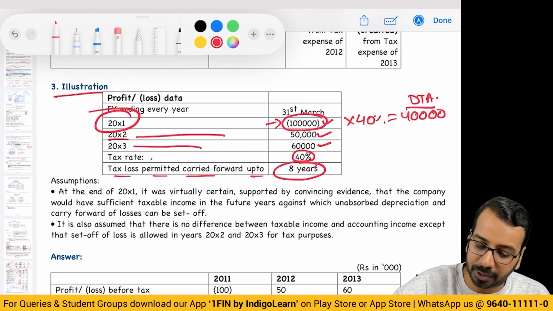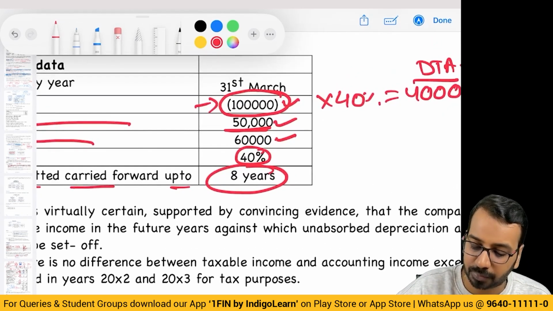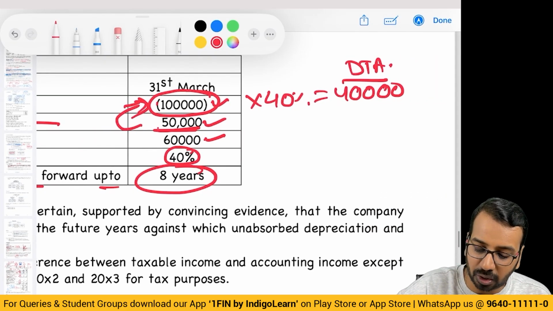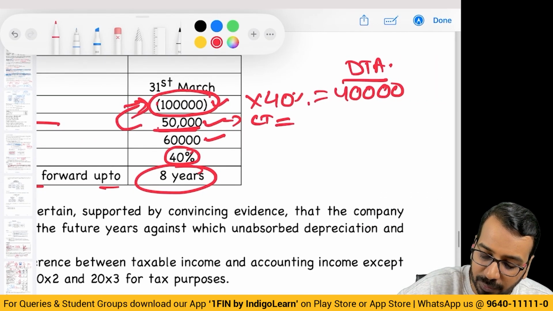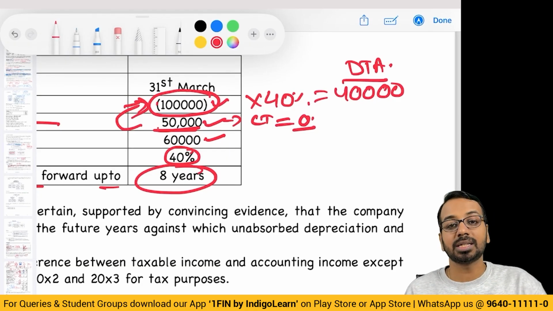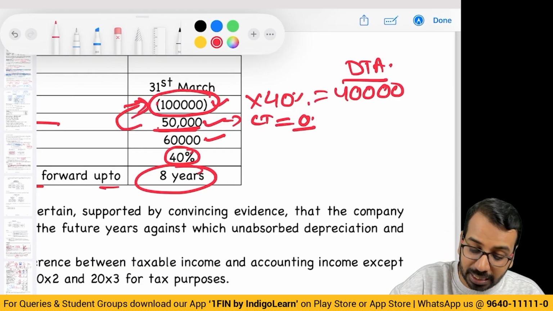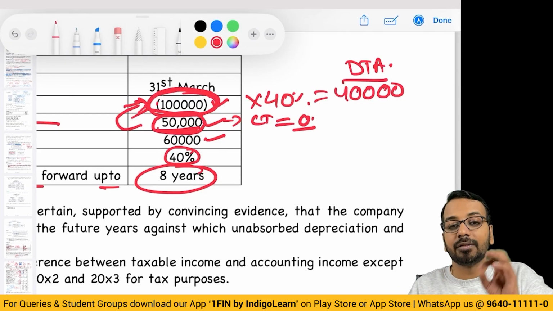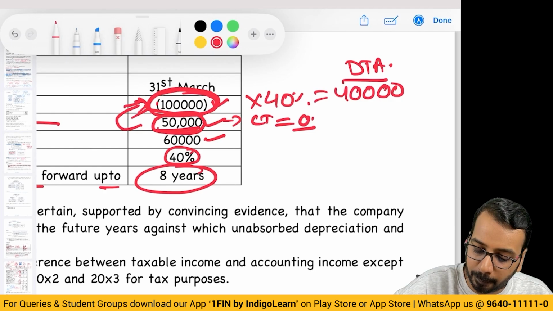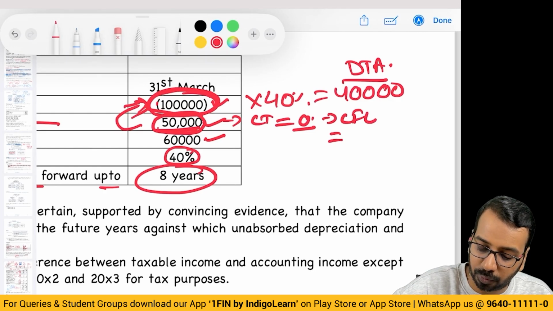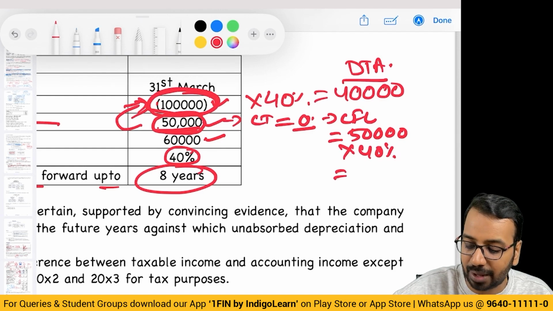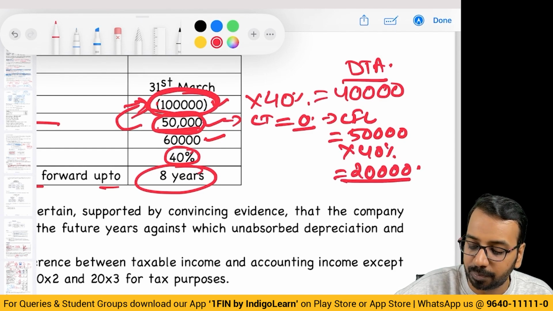In the second year, what will happen? I have an income of 50,000, but I have a carry forward loss of 1 lakh. So what will I do? I will set it off and my current tax will become 0. I don't have to pay any tax because I have brought forward loss. But I have already consumed 50,000 out of this 1 lakh. So my carry forward loss will be equal to 50,000 only.